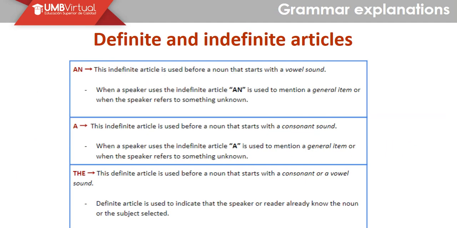So, definite and indefinite articles, we have an, a, the. And you know there is an indefinite article, and we use it before a noun that starts with a vowel sound. When a speaker uses the indefinite article it is used to mention a general item or when the speaker refers to something unknown. A is used before a noun that starts with a consonant sound, and when a speaker uses the indefinite article it is used to mention a general item or when the speaker refers to something unknown.